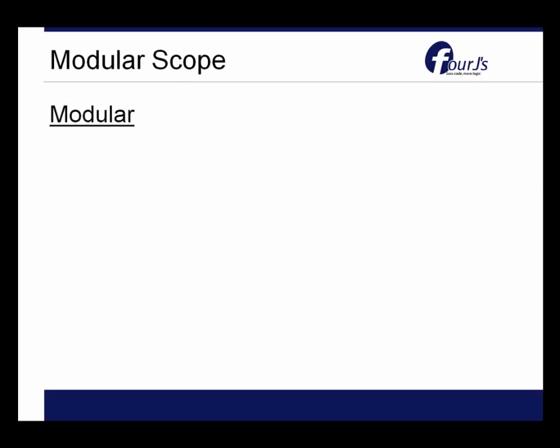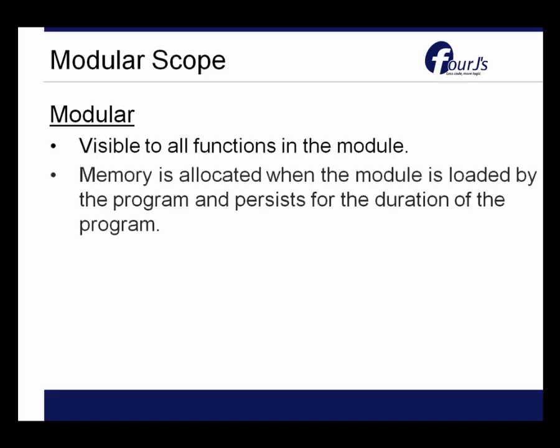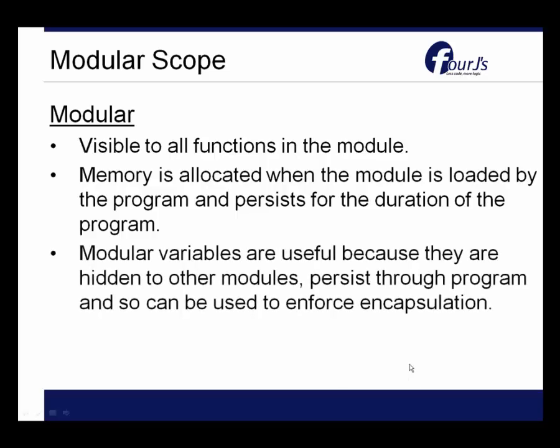Modular scope variables, again, are visible to all functions in the module. Memory for a modular scope variable is allocated at the time that the program loads the module, and it does persist for the duration of the program. Modular variables can be helpful in enforcing encapsulation because they're hidden to other modules, so they're isolated to the individual module, and they do persist through the program duration.